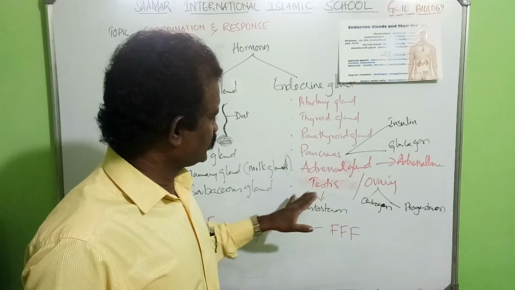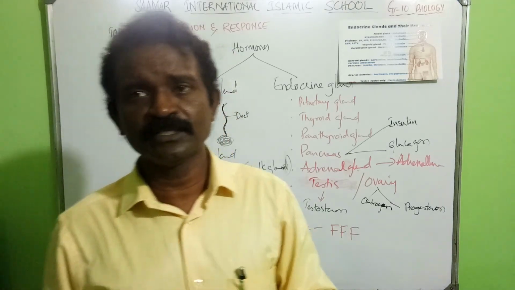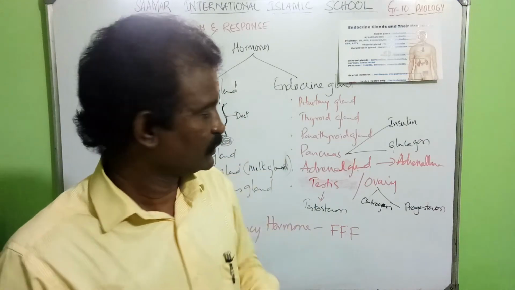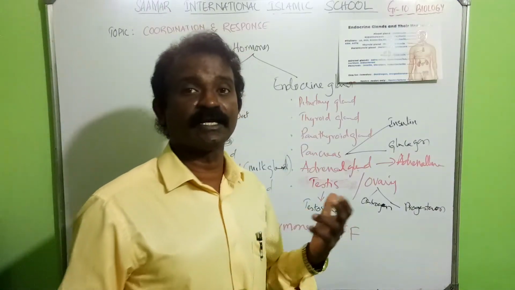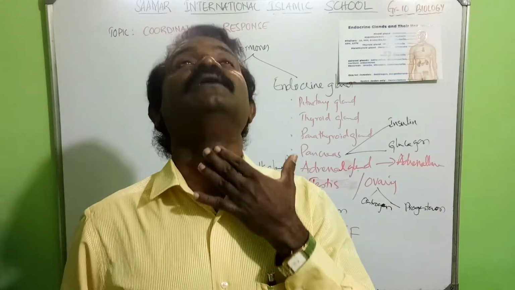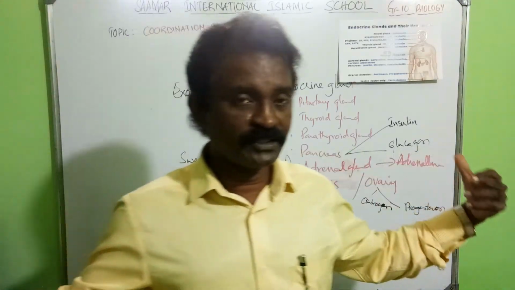Now if you see, testosterone is a male secondary sexual character. That means you are matured. When you mature at the age of 13 or 14 years, you will show the secondary sexual characters. That means development of mustache, development of beard, your Adam's apple, and your chest becomes widened.